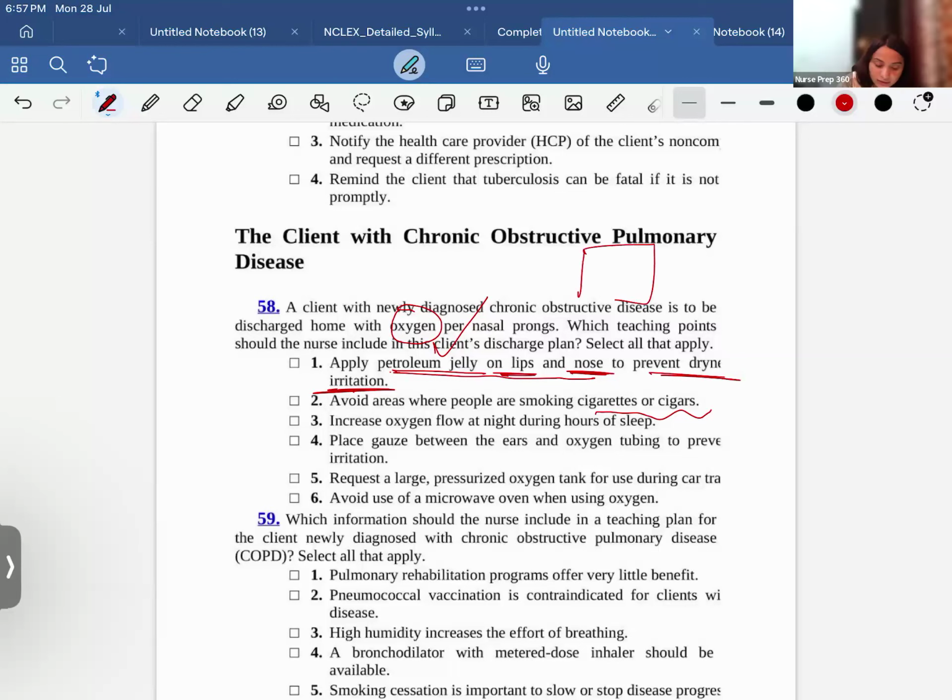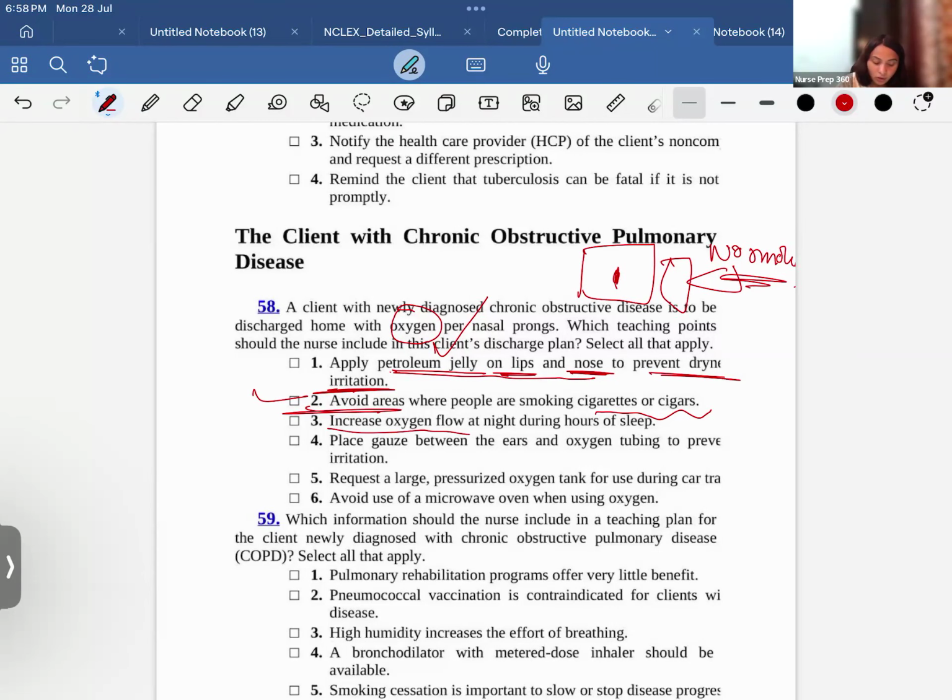Just imagine this is a room where there is an oxygen cylinder. On the gate, you will put a no smoking sign. You're going to put the no smoking sign on the door of a patient's room. Then this is a good answer: avoid areas where people are smoking.